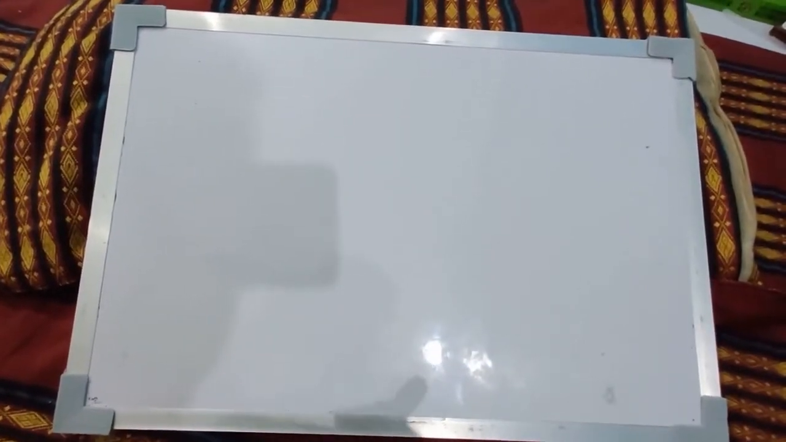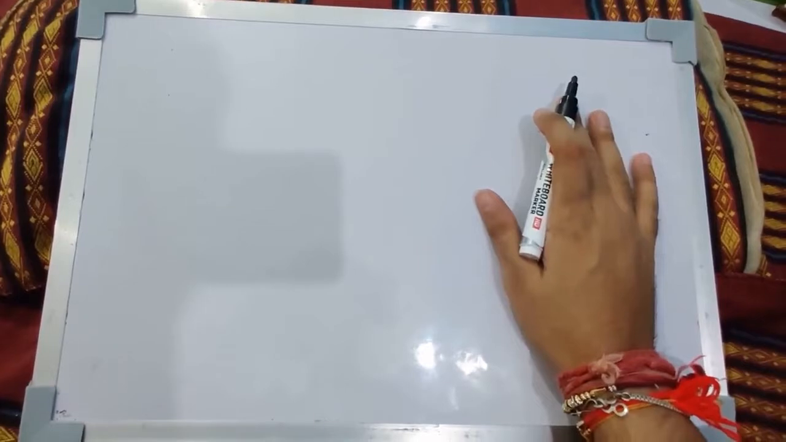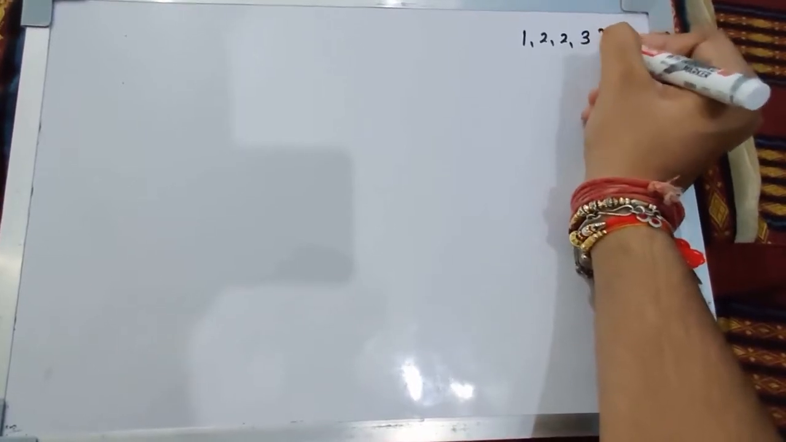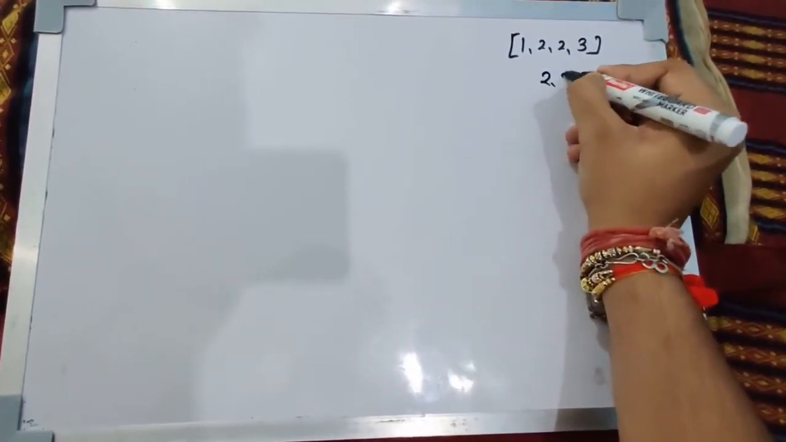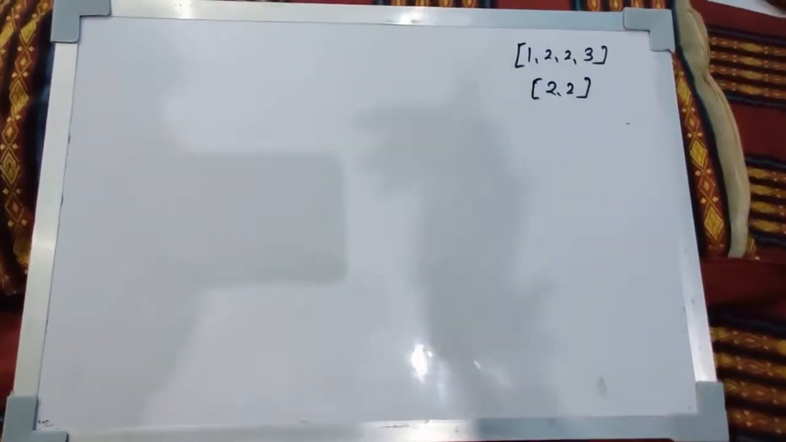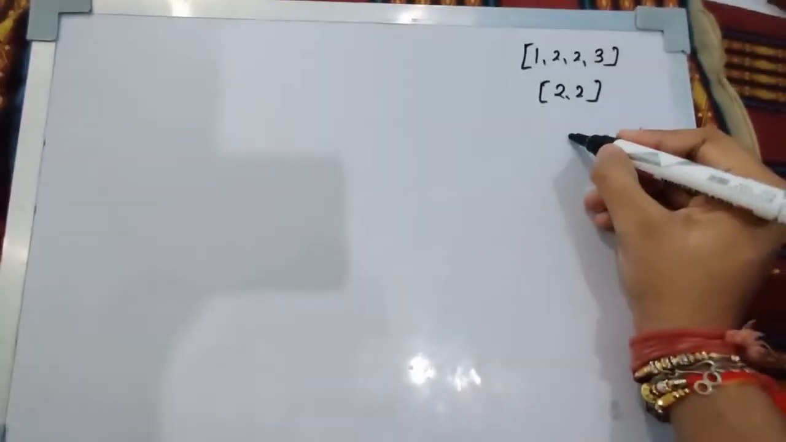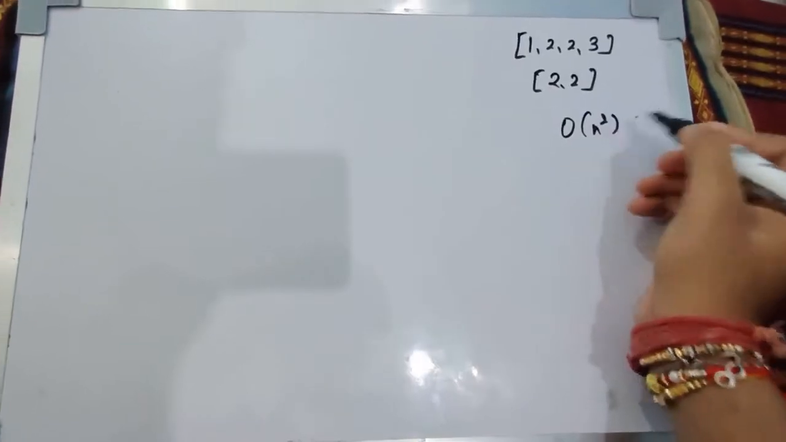Okay, so let's see the detailed explanation. Before we do that, let's see the sample input that has been given to us in the problem. So we have two arrays. The first array is 1, 2, 2 and 3, so 4 items. And in the second array we just have 2 elements. So it can be done in O(n) square complexity.